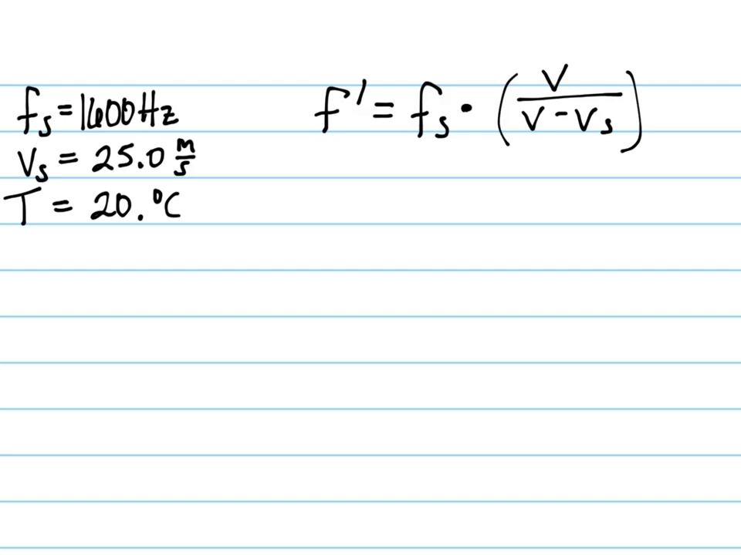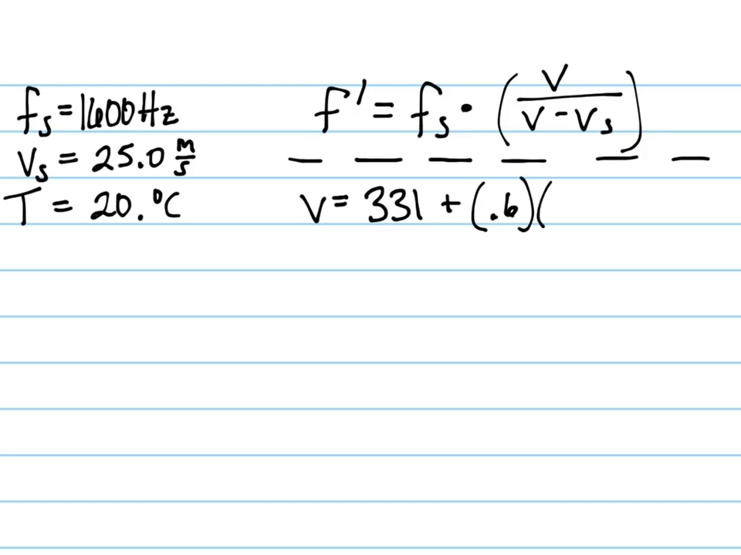The reason they gave us the temperature is so that before we use the main Doppler effect equation, we can actually find the speed of sound, because we know that the speed of sound is going to be 331 plus 0.6 times the temperature, 20 degrees. So the speed of sound on this day must be 343 meters per second.